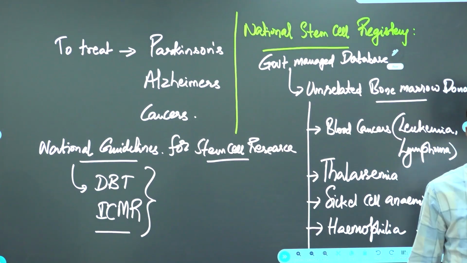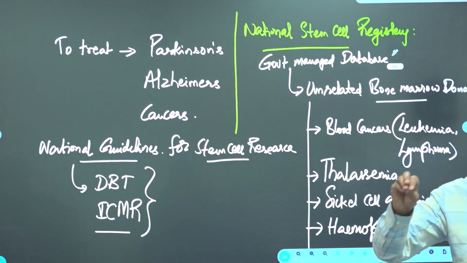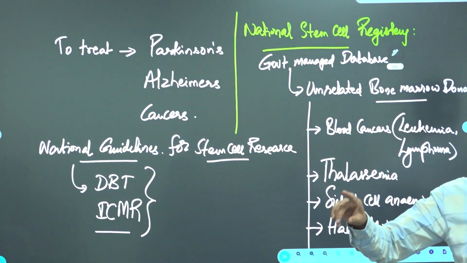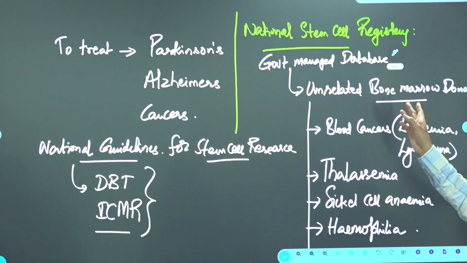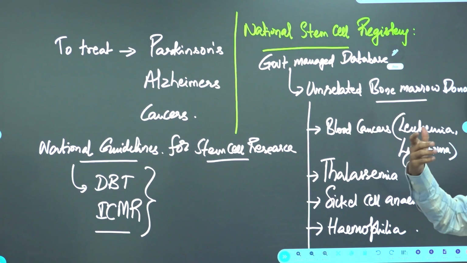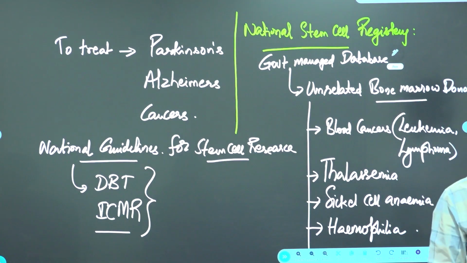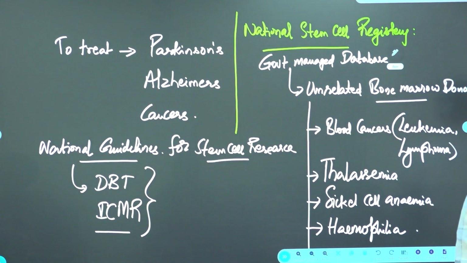So what is the National Stem Cell Registry? It is a government managed database of unrelated blood donors. Its main objective is to find the matching donors for the patients who are suffering with blood related problems like blood cancers like lymphoma, leukemia, thalassemia, sickle cell anemia, and hemophilia. These are all blood related diseases which can be treated only by blood transfusion. Okay, right.